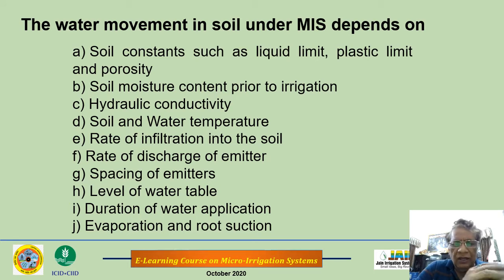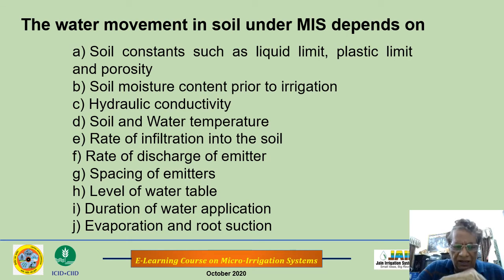Then rate of discharge of the emitter. The point of water application, which is normally an emitter in the micro irrigation system we are considering, and at what rate it is applying water. The smaller the rate, the faster the vertical movement will be, as the vertical, gravitational force will be pronounced. But if you increase the discharge, the soil cannot let everything move vertically, and the lateral forces, that is the capillary forces, become predominant. And that's how the shape will be decided.